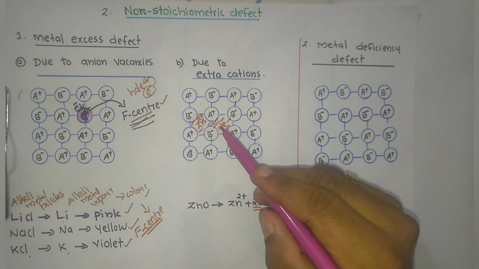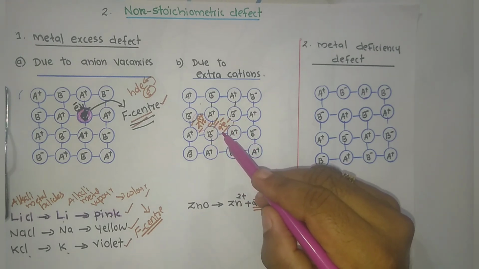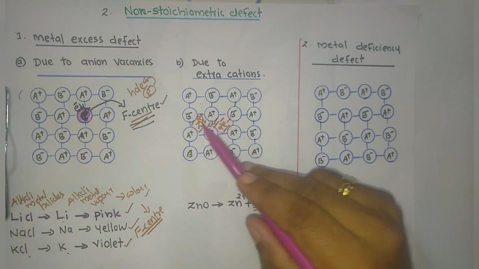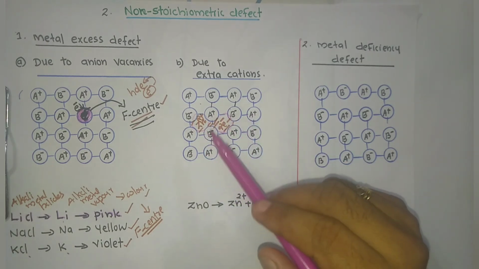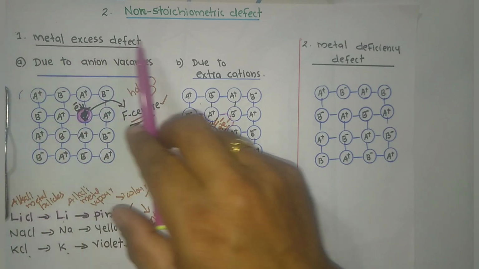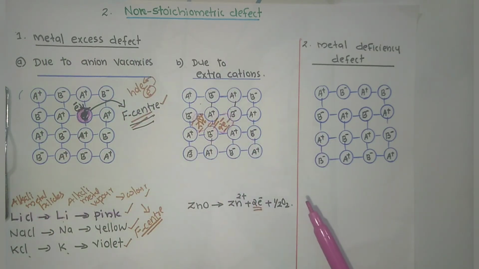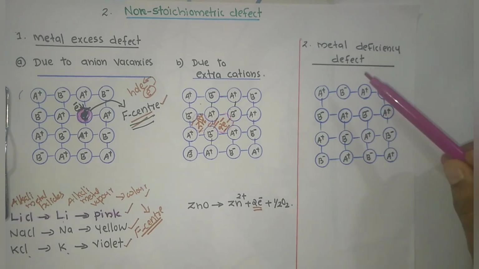Then, in order to maintain electrical neutrality, some electrons also occupy the interstitial site. Okay, so electrical neutrality is maintained. This is metal excess defect. The first one is due to anion vacancy, the second one is due to extra cations. Okay, clear? Then the second one, non-stoichiometric defects are classified into 2 types.